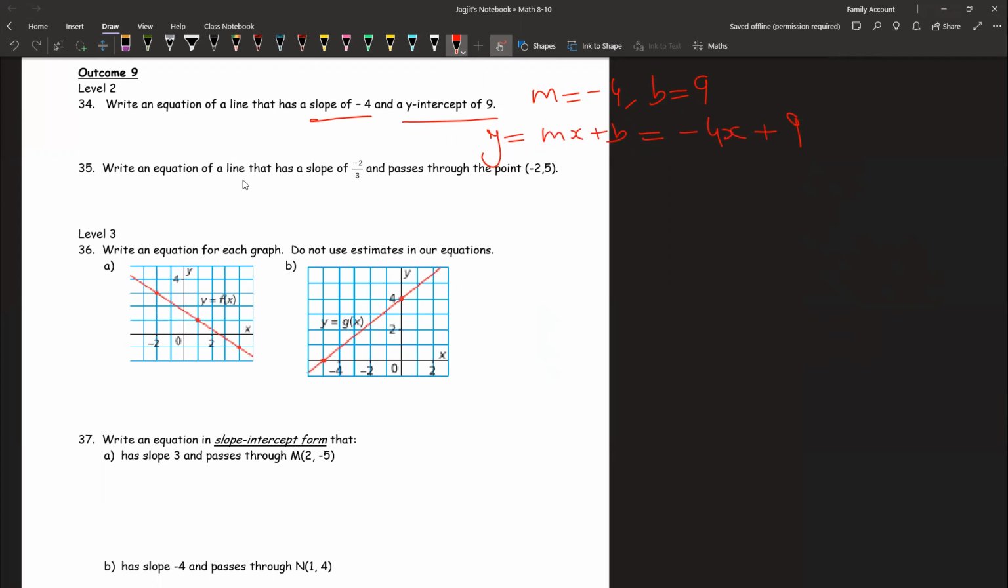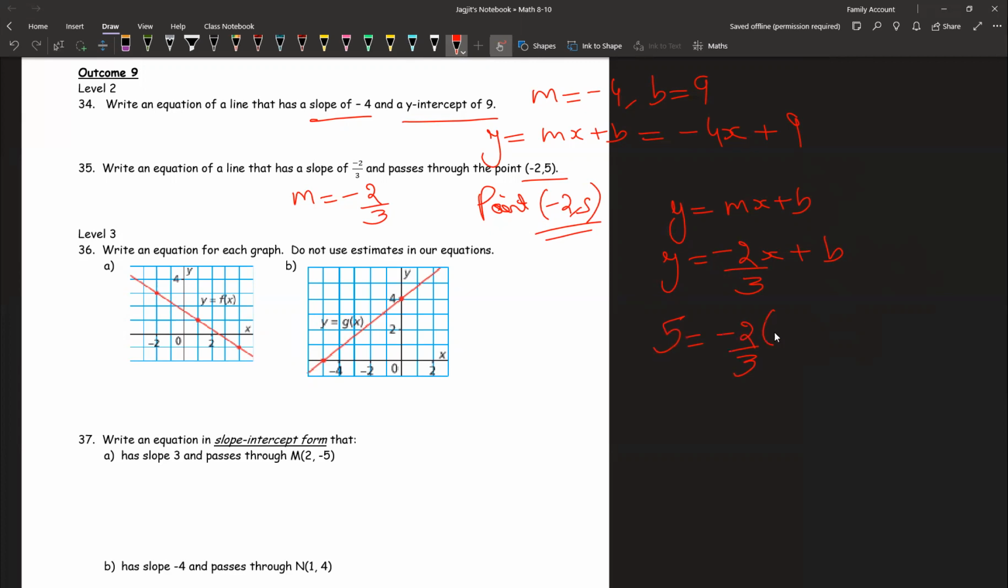Then they're saying write an equation of a line that has a slope of minus 2 over 3. So slope is minus 2 over 3. And it passes through a point of minus 2 comma 5. Well, okay, let's do this. Y is equal to mx plus b, right? We can say my slope is minus 2 over 3x plus b, but we don't know the b value. To get the b value, you will plug in those points for x and y. So you will plug in 5 for y, and you will plug in minus 2 for x. So that becomes 5 is equal to 4 over 3 plus b.